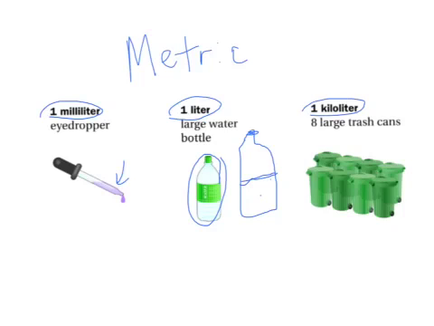And a kiloliter, which we don't talk about very often, is like filling up 8 trash cans, 8 large trash cans full of liquid. That would be a kiloliter. And again, each one of these is 1,000. So 1,000 milliliters is equal to a liter, and 1,000 liters is equal to a kiloliter.